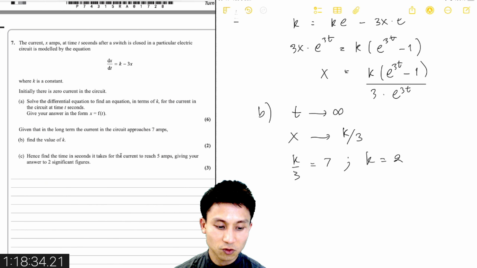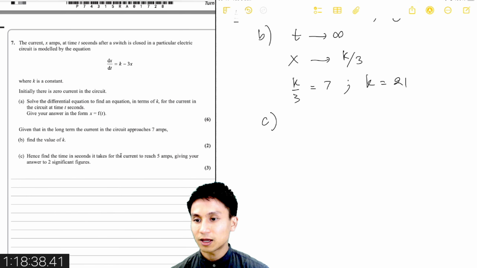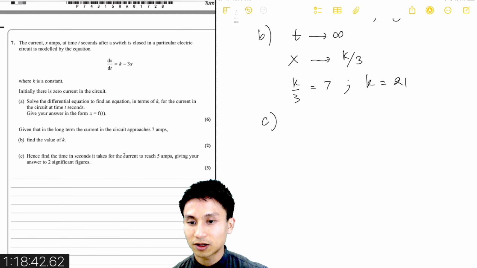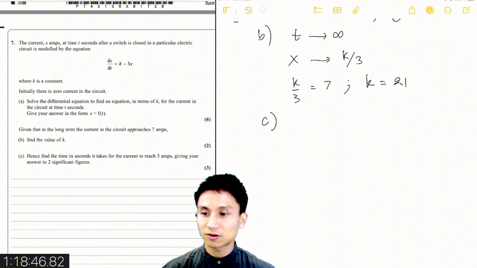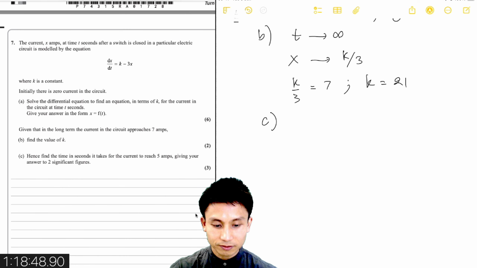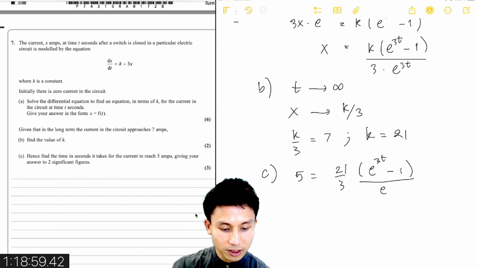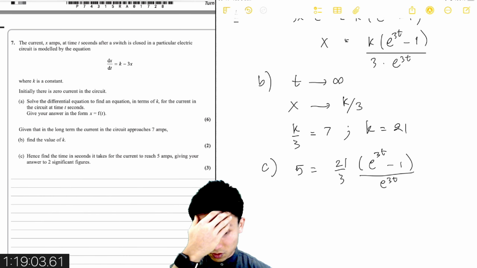So K is going to be 21. Just quickly there, guys. C, hence find the time in seconds it takes for the current to reach 5 amps, giving your answers to two significant figures. So we put 5 equals, using our expression, knowing that K is 21, so 21 over 3, e to the 3t minus 1 divided by e to the 3t. All right, I hope my expression was right.